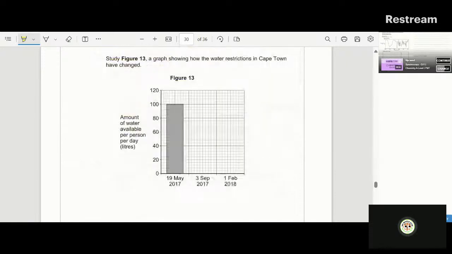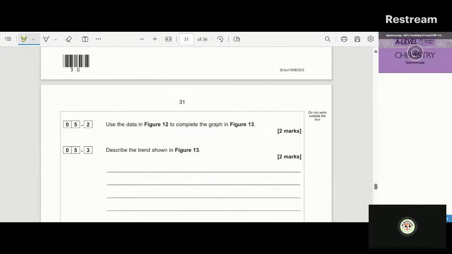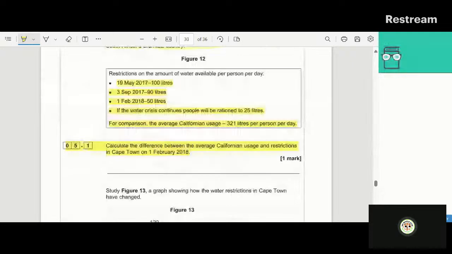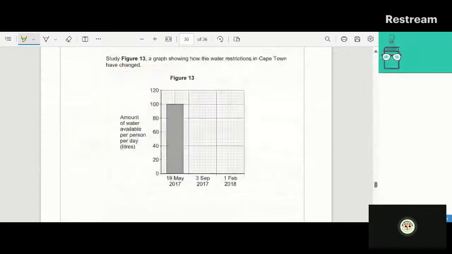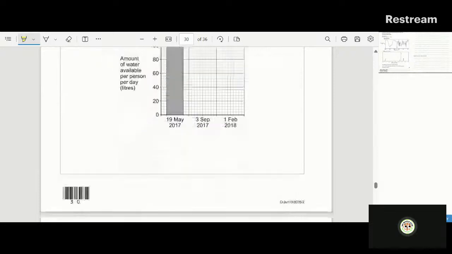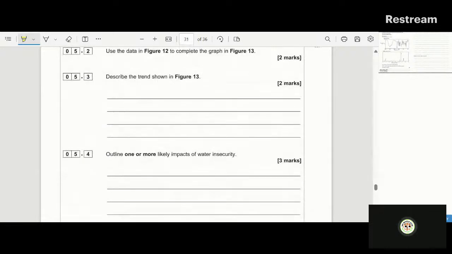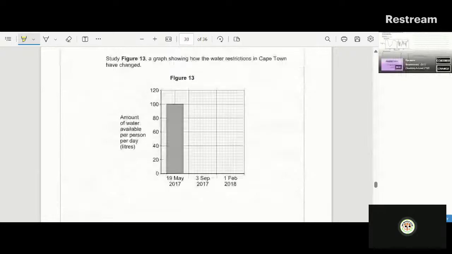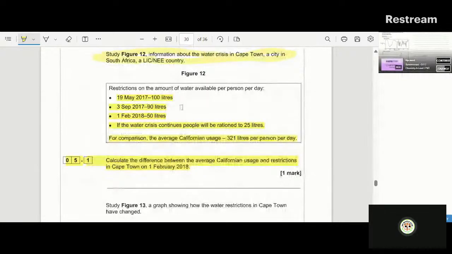Next, study figure 13, a graph showing how the water restrictions in Cape Town have changed. They're probably going to ask you now to plot the values that we've found onto the graph. Simple bar chart, not too difficult. Next, describe the trend shown in figure 13. Well, overall you can see that as you go forward, the amount of litres of water available per person is decreasing.